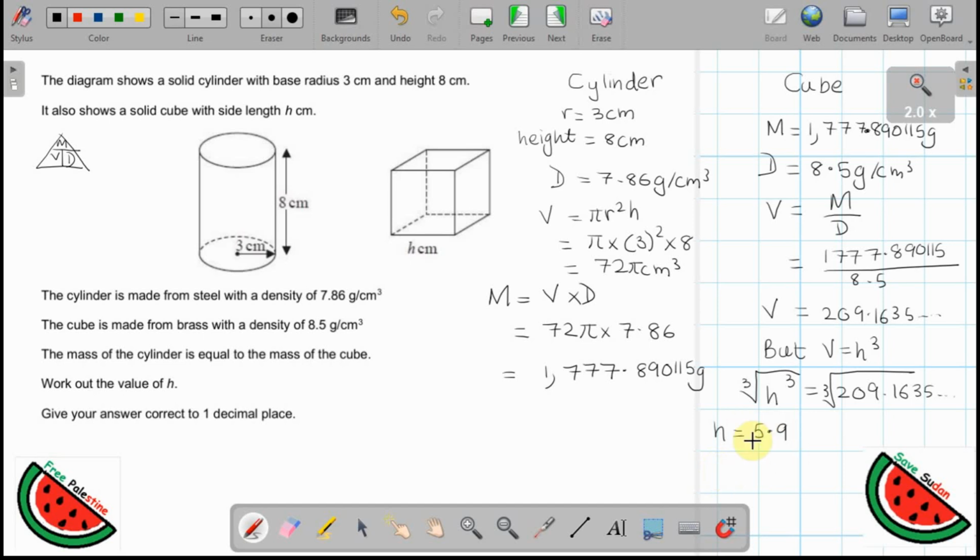Now one way I can check my answer is to take the answer I got, 5.9, or the full answer, cube it and multiply by 8.5, and see if I get the mass of the cylinder, which I do. So that gives me an indication that it is correct.